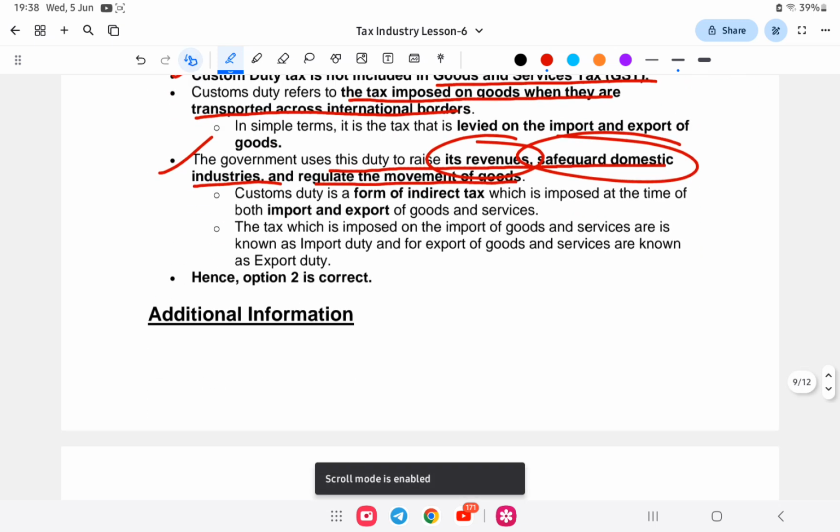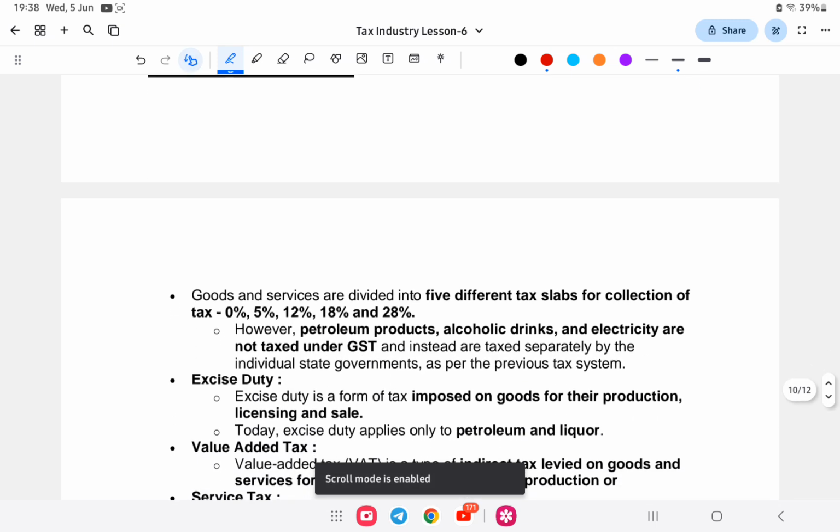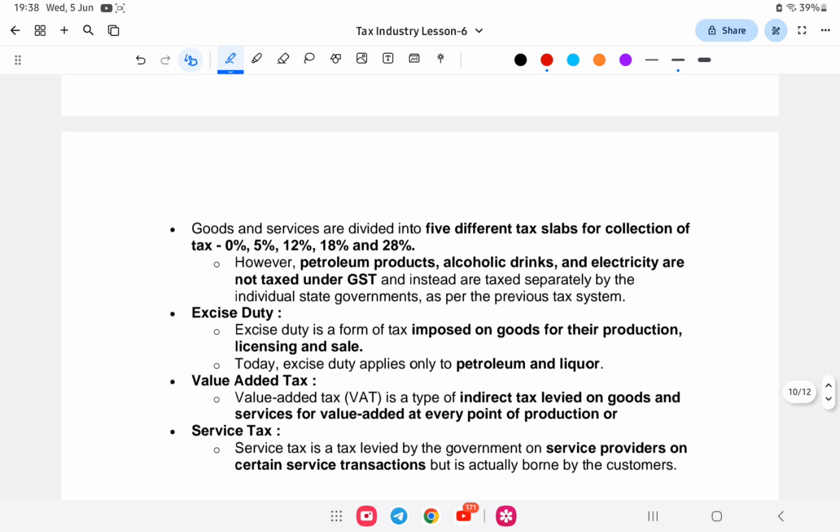GST has slabs of 0%, 5%, 12%, 18% and 28%. Petrol is not under GST, and electricity is not under GST.